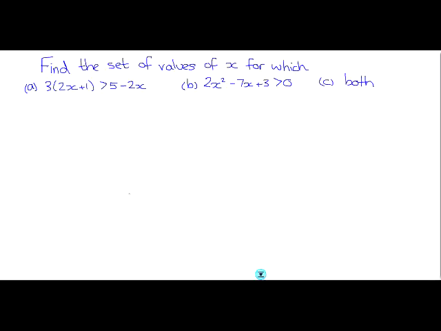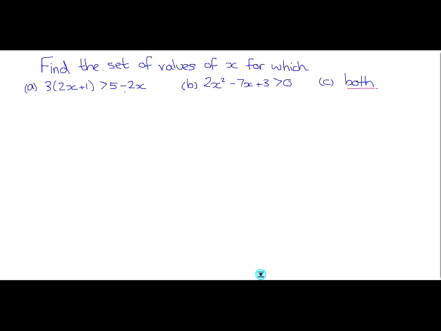Hi there guys, we're now going to take a look at really the hardest inequalities you can get on C1. So we're asked to find the set of values of x for these three things. The first one, the second one, and part C is actually combining both A and B together, and that's where the complications start to arise. So hopefully A and B are pretty straightforward. Now finding the values of x means solve.